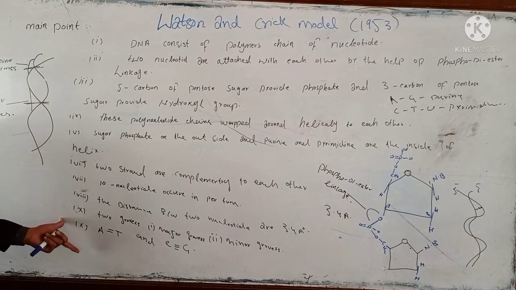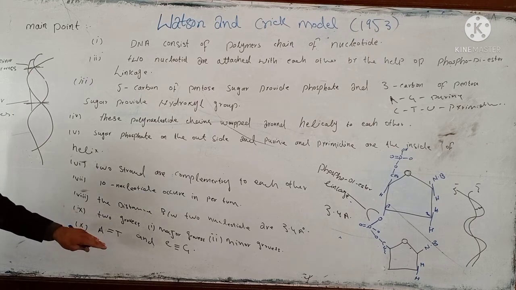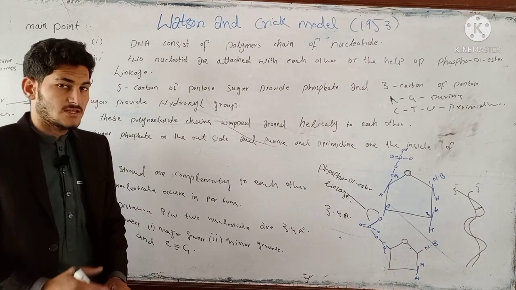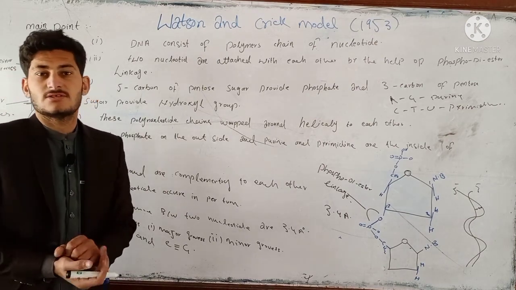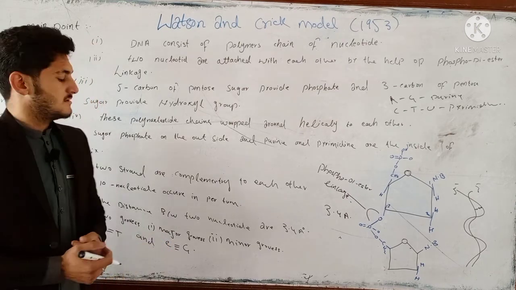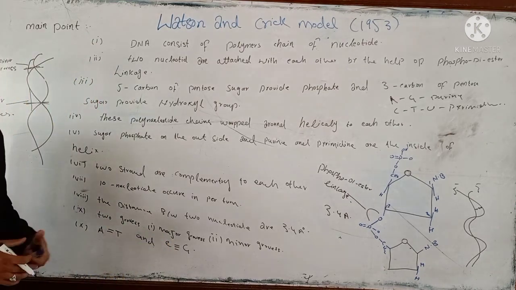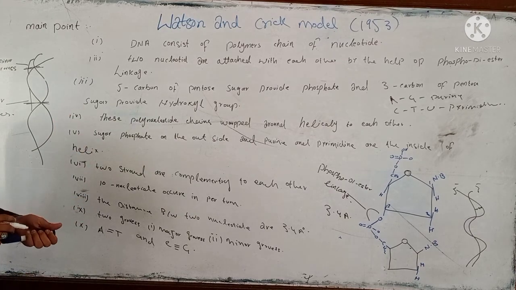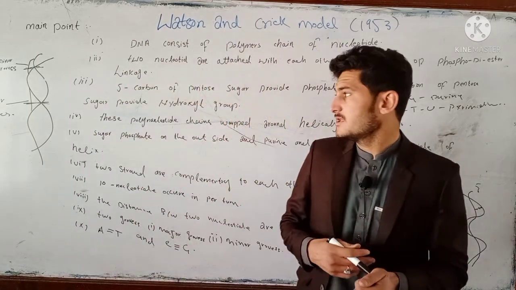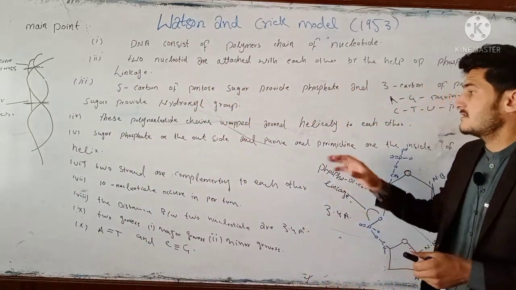Now coming to the tenth point: adenine and thymine match with double hydrogen bonding, and cytosine and guanine match with triple hydrogen bonding. So this is the Watson and Crick model of the structure of DNA. Hopefully you learned this structure.